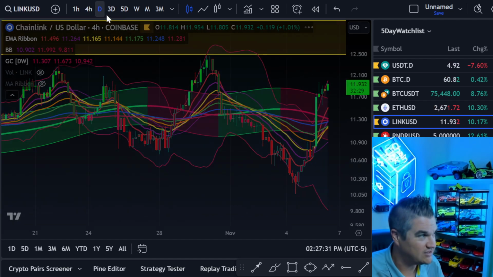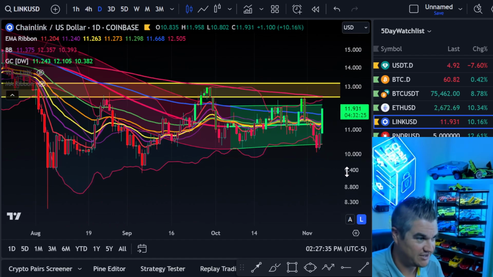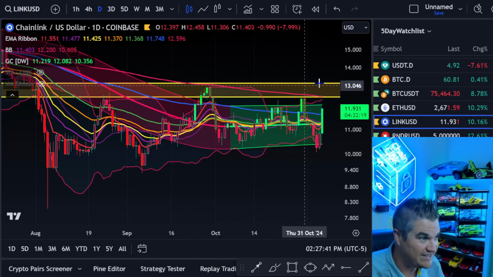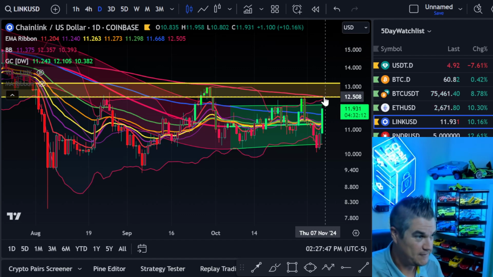Let's zoom out to the daily chart. You can see now we're in the Gaussian channel. We need to get out of here. We need to make a new high. We need to get at least in this zone, really ideally outside of the zone, right? We want to see a green zone, which is a little bit higher.